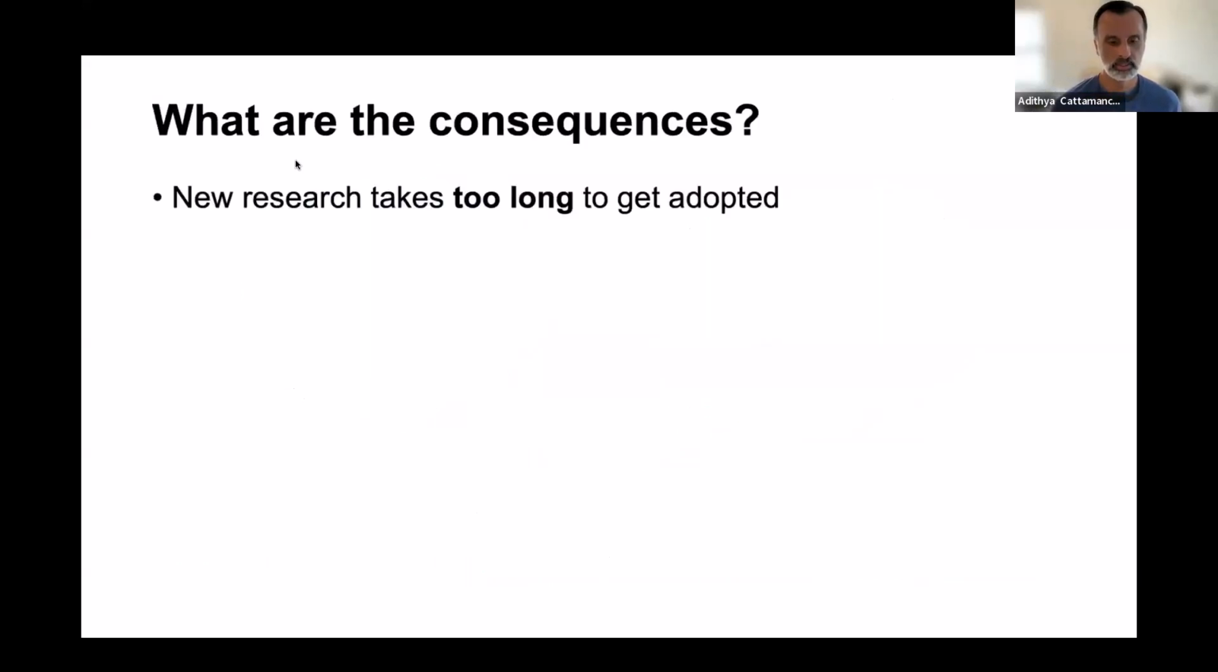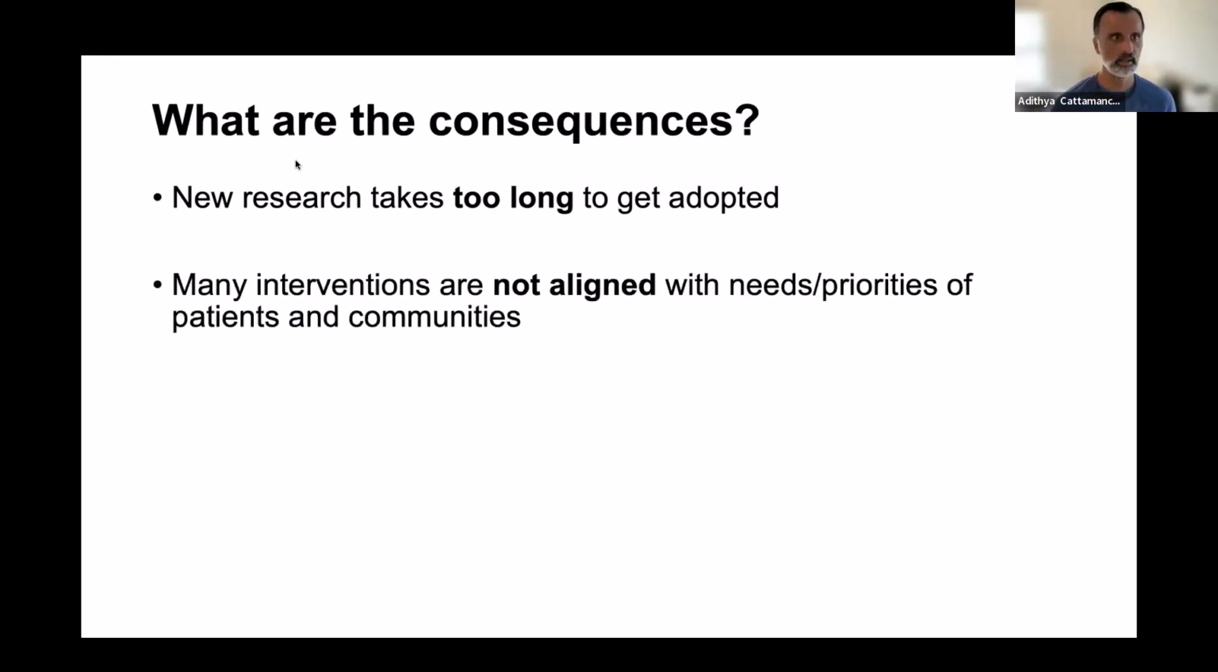So what are the consequences of this? So first, new research takes too long to get adopted. In one analysis, it was estimated that it took over 20 years for an intervention to first be published as efficacious to when it actually received uptake in routine care. Many interventions are not aligned with the needs and priorities of patients and communities. And I think this is particularly true in global health, where we develop interventions in one context and often assume that they're appropriate or relevant for another context.